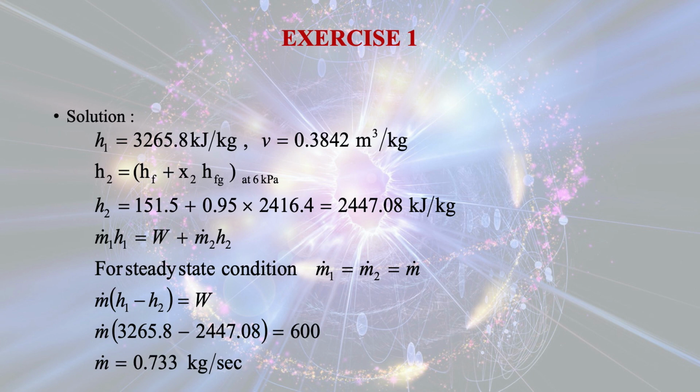Now dear learners, you see we know h1, we have already calculated h2, and the W dot is given for this particular problem, that is 600 kilowatt. So put the values of h1, h2 and W dot. You can calculate the rate of mass entering into the turbine. That comes out to be, for this numerical, 0.733 kg per second. So this is the final answer for this numerical.